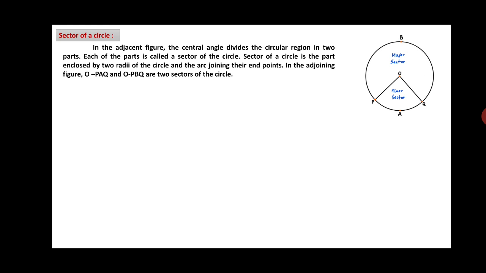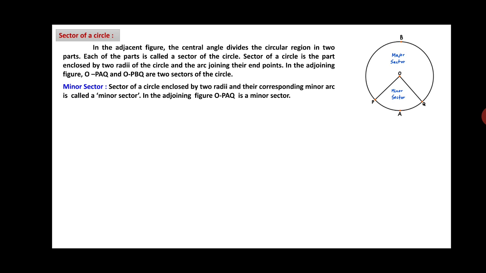Friends, in the adjoining figure, the central angle divides the circular region into parts. Each of the parts is called a sector of the circle. A sector of a circle is the part enclosed by two radii of the circle and the arc joining their endpoints. In the adjoining figure, OPAQ and OPBQ are two sectors of a circle.